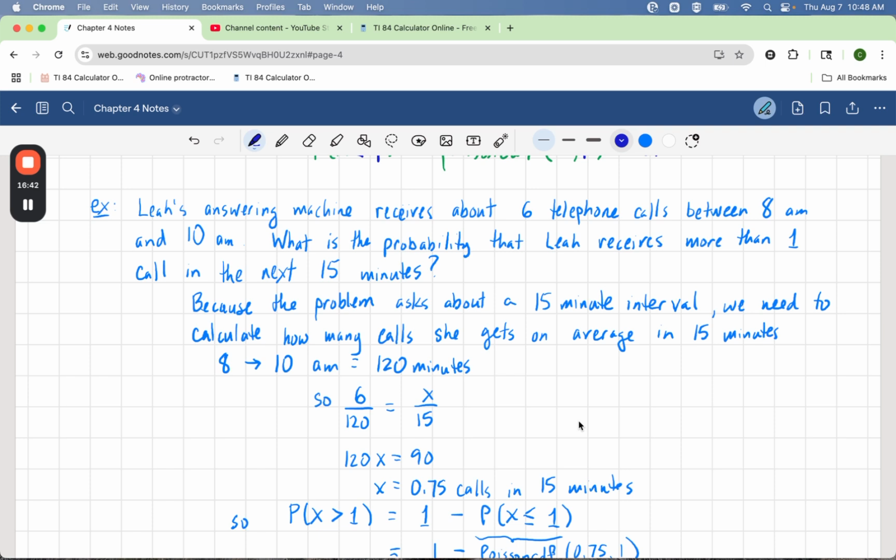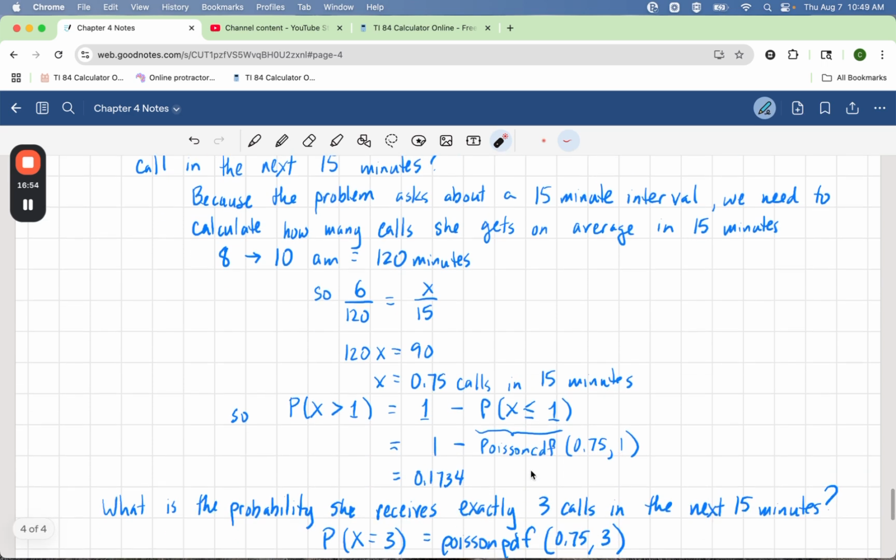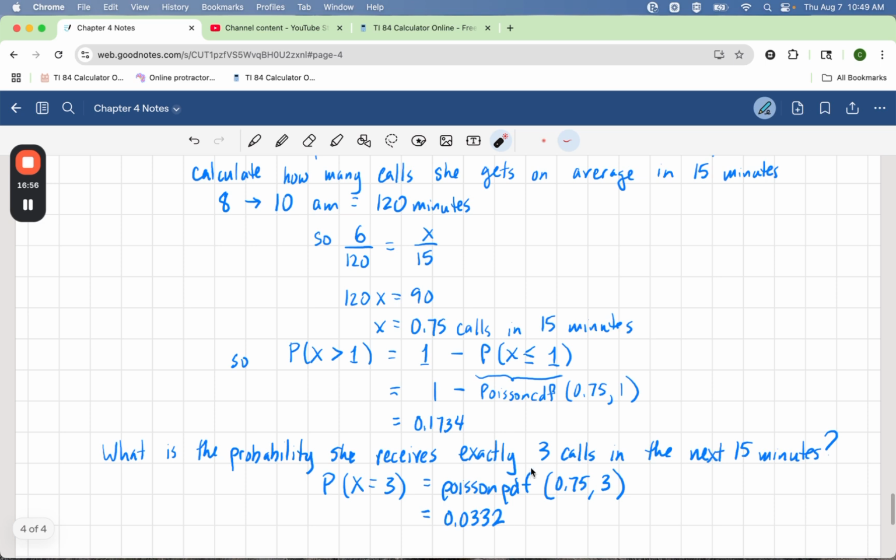So I could set up this proportion here, and I'm going to solve for x. She's going to be expecting to get about 3/4 of a call every 15 minutes. So what's the probability she receives more than one call? More than one is going to be 1 minus the probability x is less than or equal to 1. So we go Poisson CDF 0.75 with 1 and subtract it from 1.